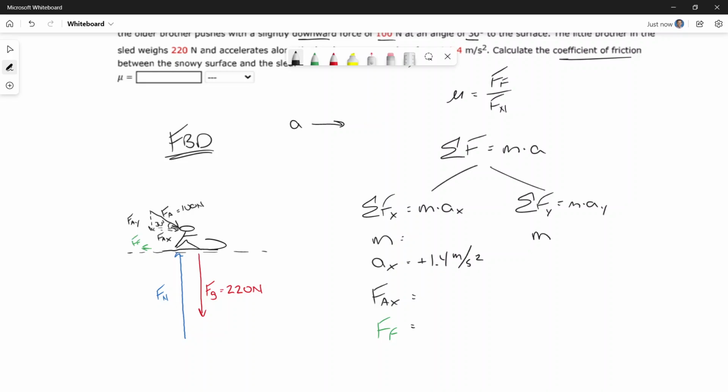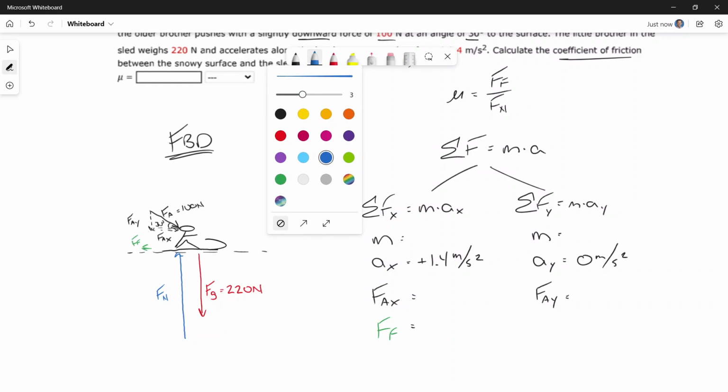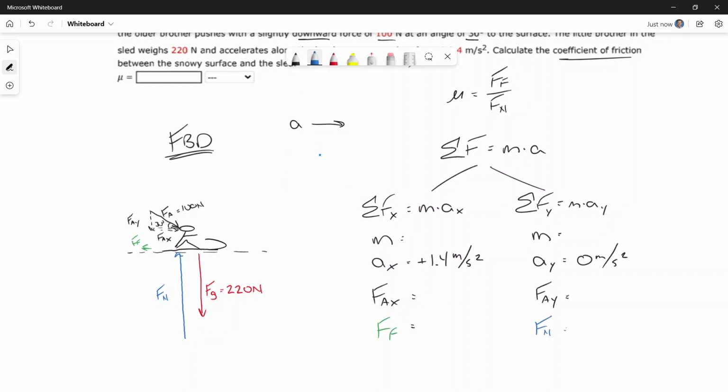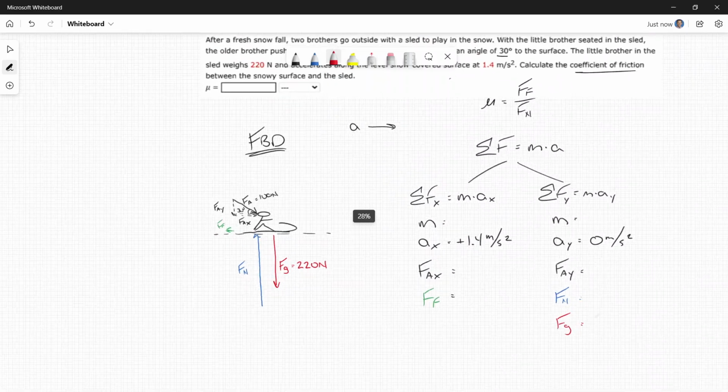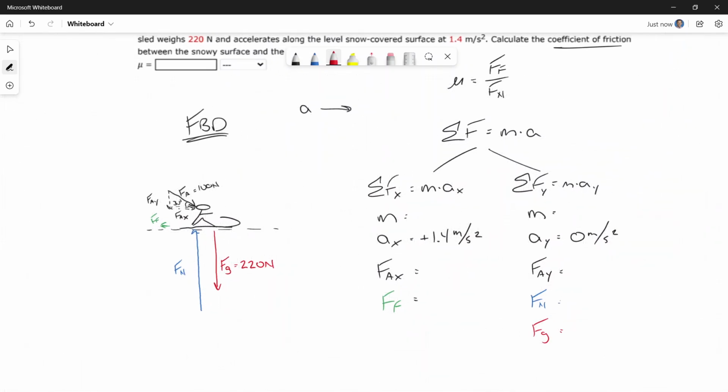And in the y side, you have the same mass. You have an acceleration in the y, but it is not accelerating in the y. This sled is going to stay on the surface, so we can put a 0 here. And then let's put the forces that are in play. You have that applied force in the y direction. You're going to have the normal force, and you have the weight, or F G. Right? So really this is a table of variables that are in play in this problem, and we need to start filling some things in here.